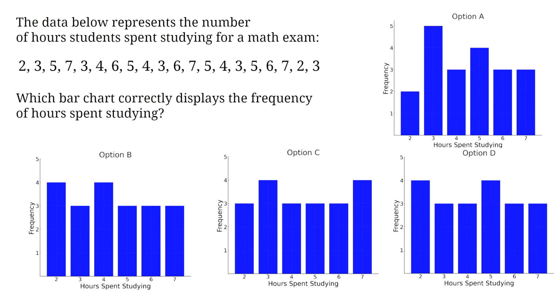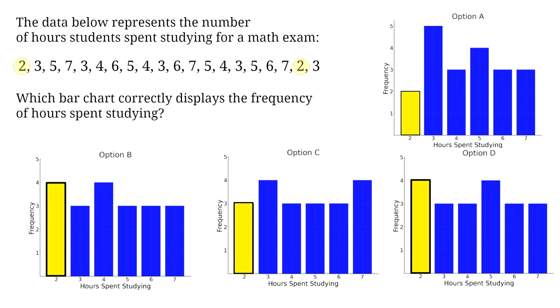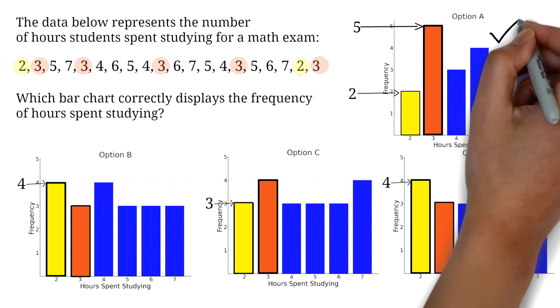I like to check the graph after each tally so that I don't have to tally everything if it's not needed. Let's start with the 2. There are 1, 2 2s. We can see that only option A has a frequency of 2. So option A is the correct answer. We can verify by tallying the 3. There are 5 3s. Only option A has the frequency of the 3 to be 5. So we know that option A is the correct answer.